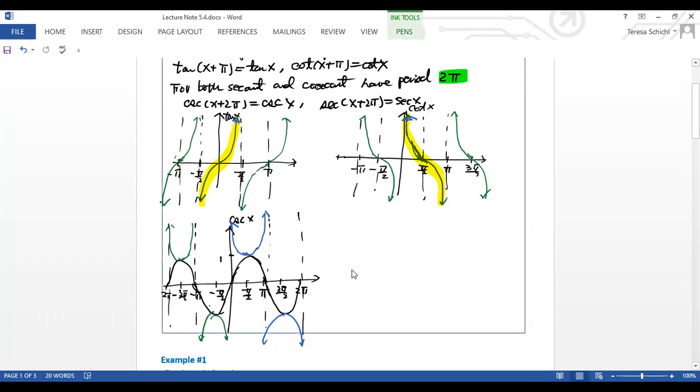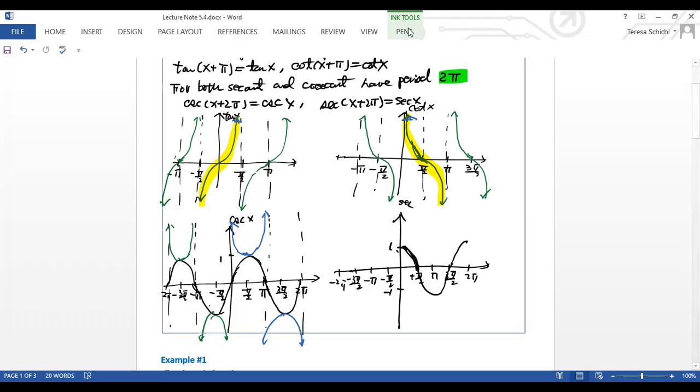So let's take a look at the same thing here. If I'm going to do the secant, right? So this is 1, 2, 3, 4, 1, 2, 3, 4. So this is negative pi over 2, pi, 3 pi over 2, 2 pi, negative pi over 2, negative pi, negative 3 pi over 2, negative 2 pi. Okay, so we know the secant. So let's draw the secant function first. The secant goes like this and goes down here. That is one period for the secant here, right?